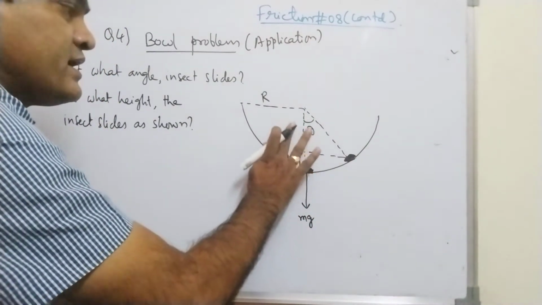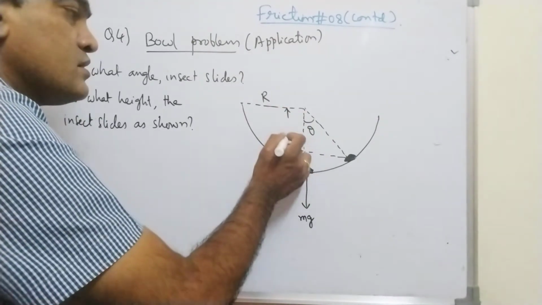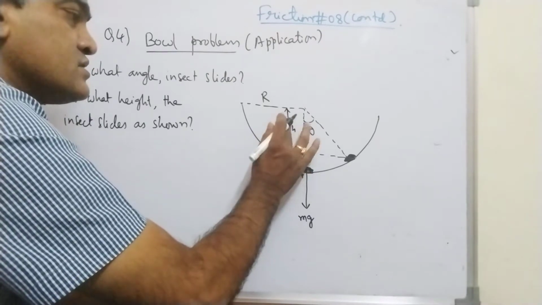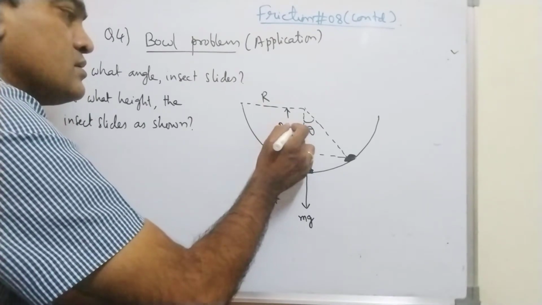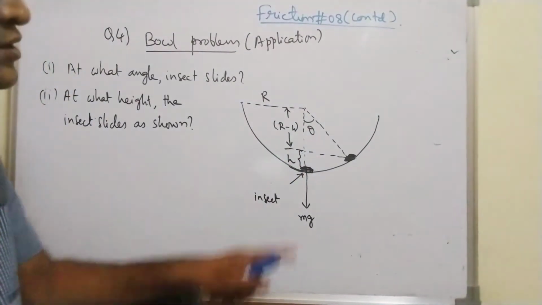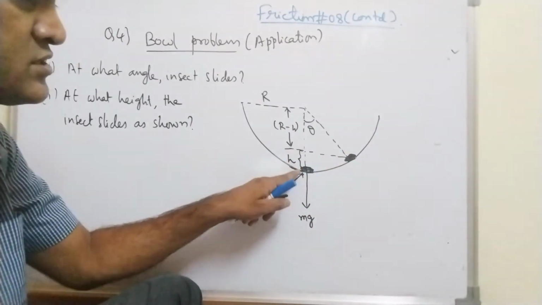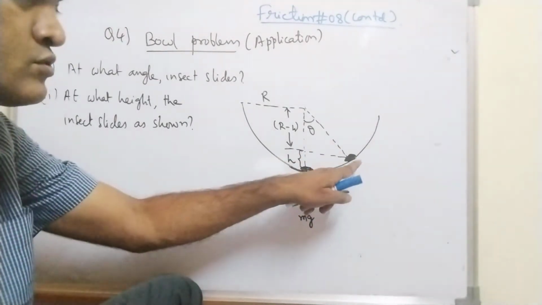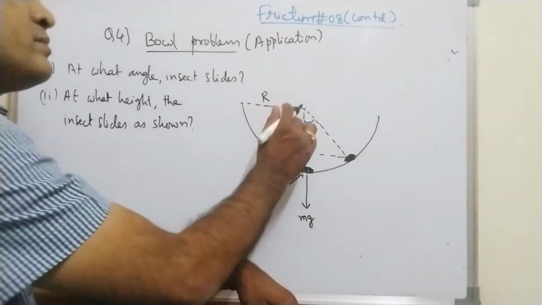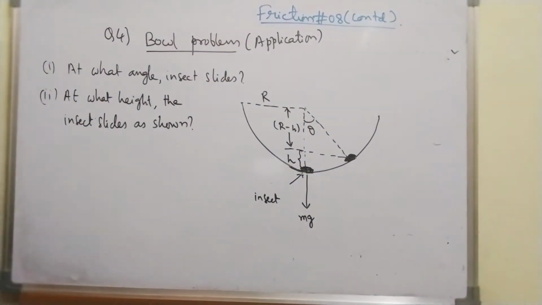So remaining height is how much? From here to here, this height is r minus h. Can I write like this? R minus h, because total height is r. Height raised by the insect is h from the bottom of the bowl to this point. So remaining height is r minus h. I want angle theta as well as I want this height h.